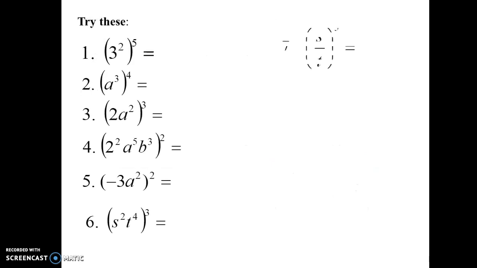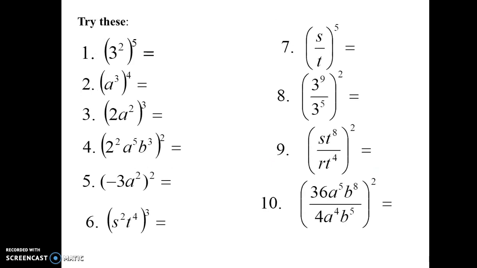All right, so you're ready to try some more in your notebook. Pause the video once all these appear and give those a try. You can do it.